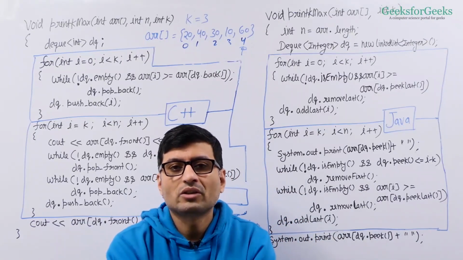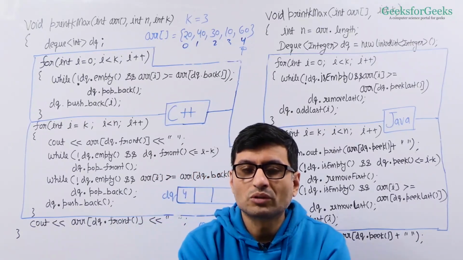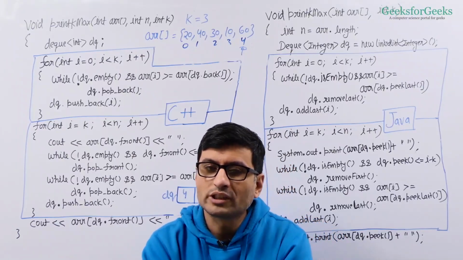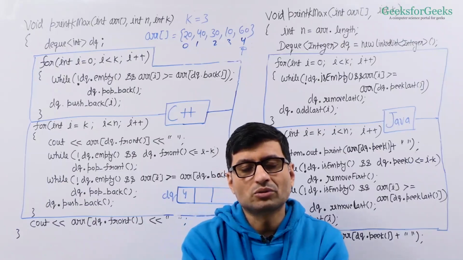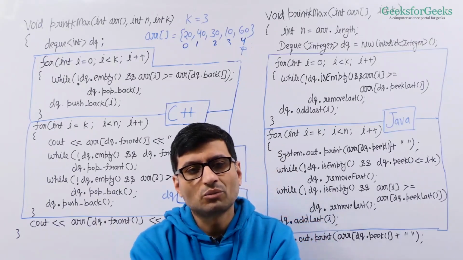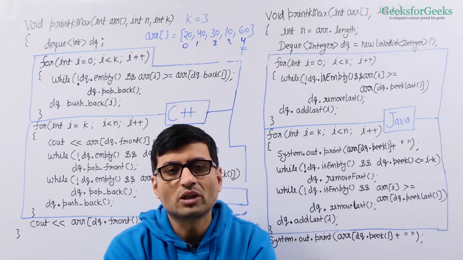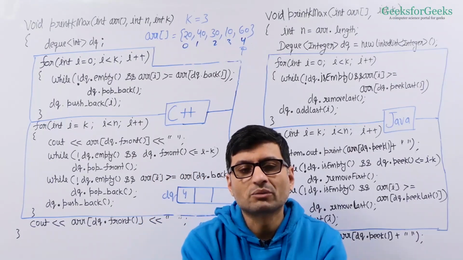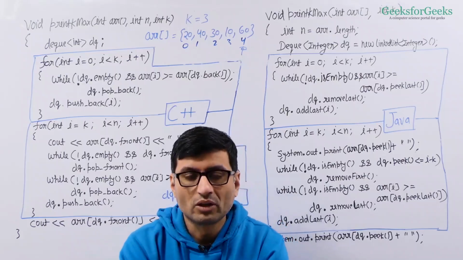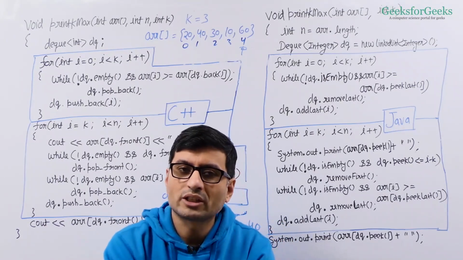So we are doing n insertions and removals, and insertions and removals at both the ends in a DQ are big O of 1. Whether you are implementing DQ using a circular array or a doubly linked list, in both the cases, insertions and removals at both the ends are big O of 1 in a DQ. So the overall time complexity of this implementation is big O of n. Although we are doing 2n operations, that is also big O of n.